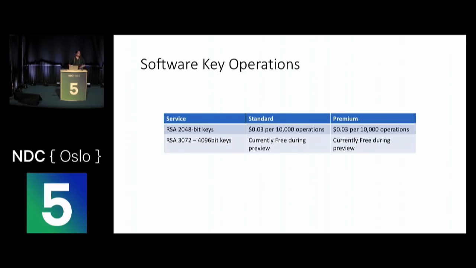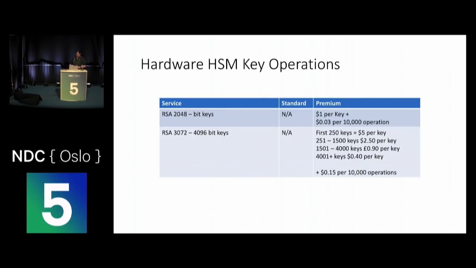Now, for the software encryption option, if you're using RSA 2048, which is the standard encryption key size on Azure Key Vault, again, across both pricing tiers, you're looking at about 3 cents per 10,000 operations. So again, it's quite cost effective. Now, they have got higher strength RSA keys in preview at the moment, which is currently free if you're using the software version, but there will be a cost associated to those when they come out. Now, if you're using the hardware version of the HSM, then you can't use the standard pricing tier. You have to use the premium tier.